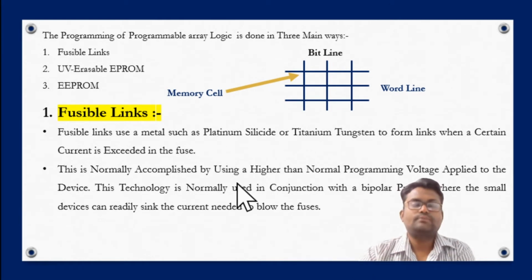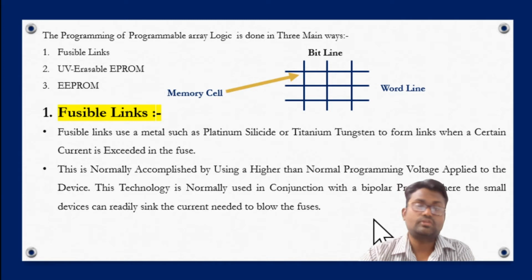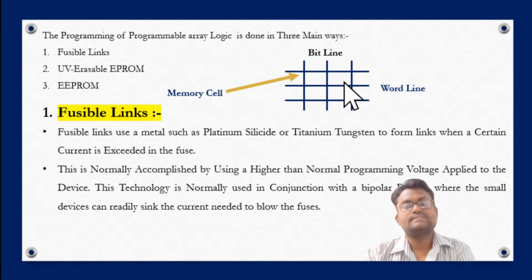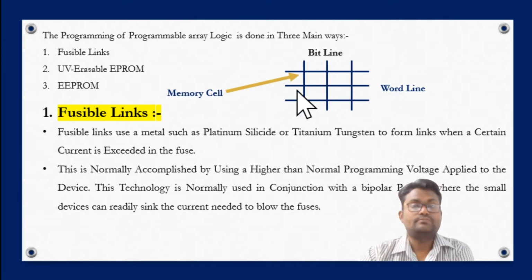So how can we program it? There is a certain strategy through which we can easily connect the vertical line and horizontal line. If we make these horizontal and vertical lines using a certain metal, such as platinum silicide or titanium tungsten, then by providing a certain high voltage, these metals are fused with each other.